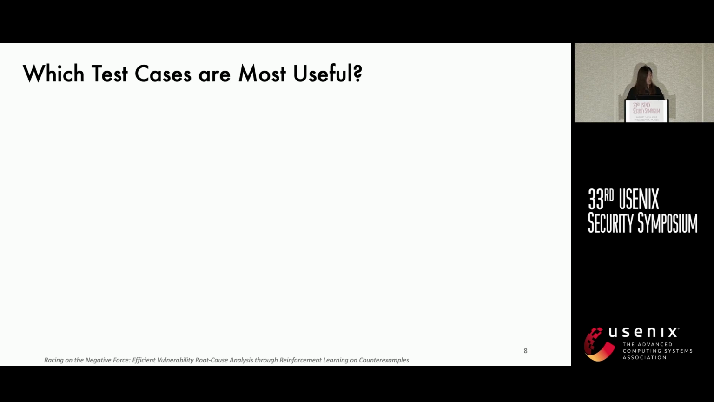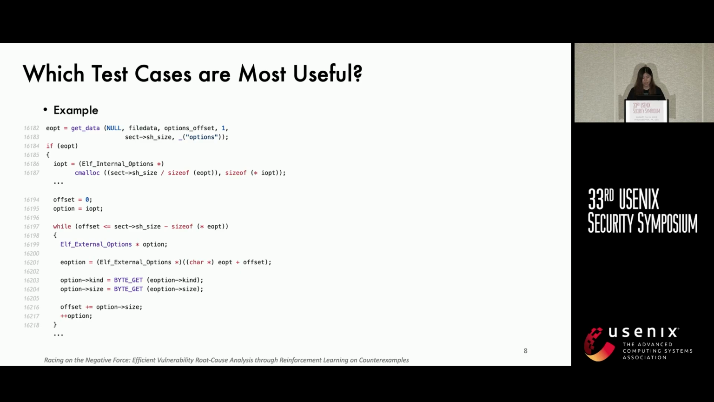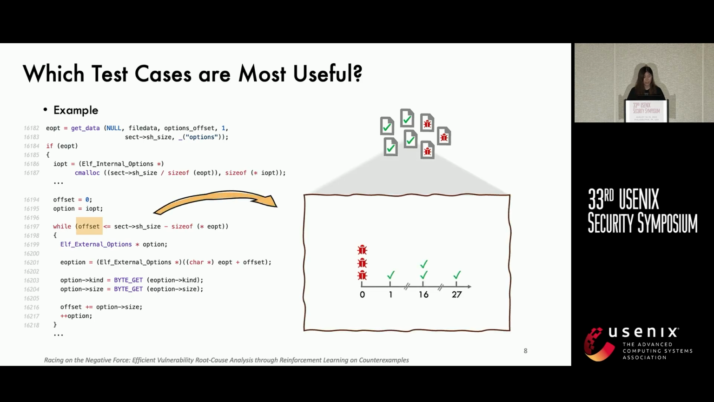So what are the useful test cases? Let's look back at our example and focus on the offset variable. Assume we have generated a set of test cases and a collection of values that have been assigned to the offset variable. Clearly, values associated with the crash are concentrated in the region of less than 1, while those values related to the normal end are placed on the other side. This suggests that the predicate offset smaller than 1 is likely a root cause. However, it is not true.